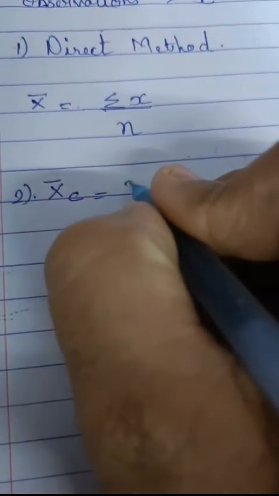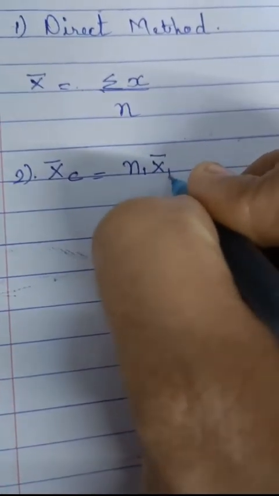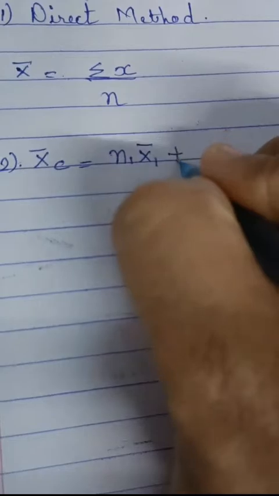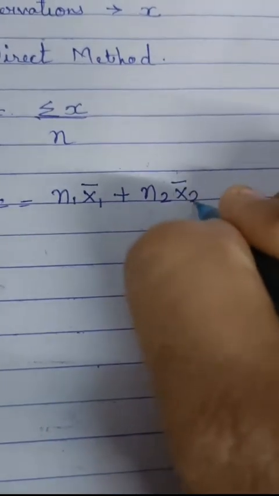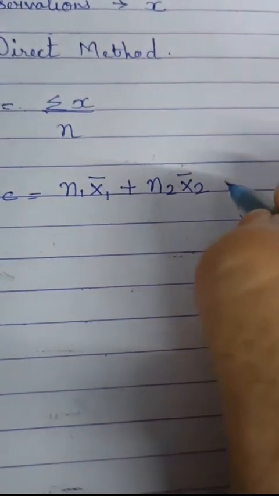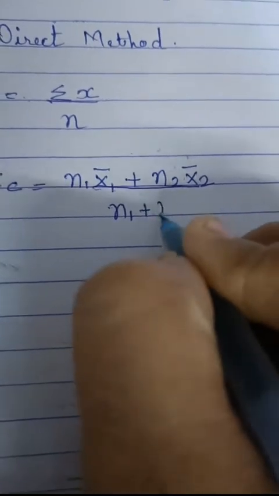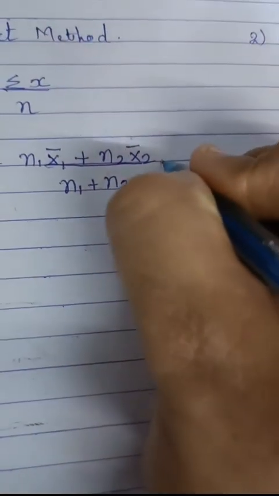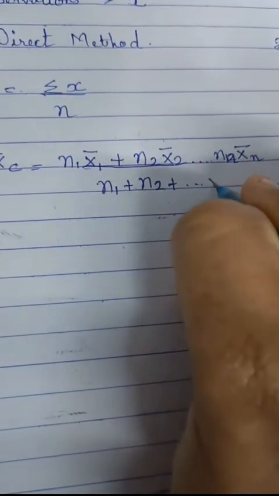Now combined mean: that is N1, total number of observations of group 1, into mean 1, mean of group 1, plus N2, total number of observations of group 2, multiplied by mean of the second group, and so on. If a third is also given, then plus N3, like that it will go on. Divided by N1 plus N2. Is that clear? This is the formula for combined mean. It will go on so, if you have Nn into mean n, as many as you have.